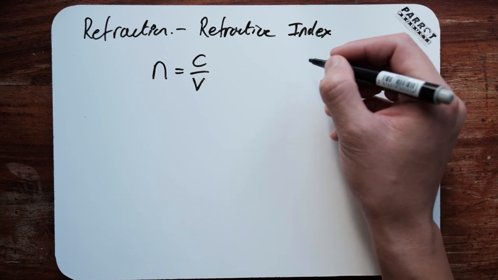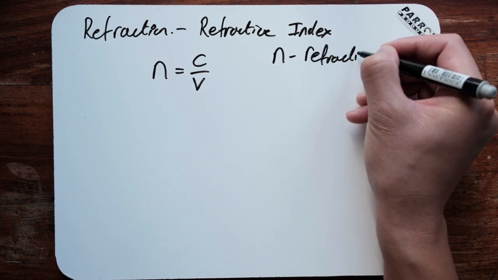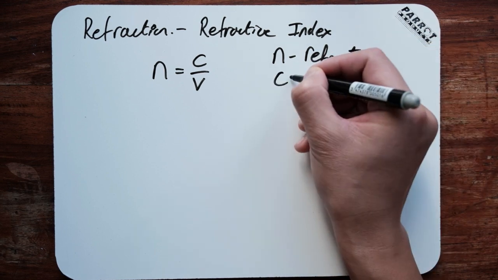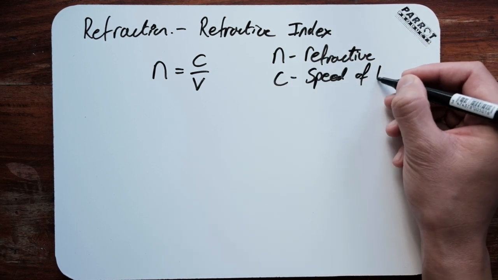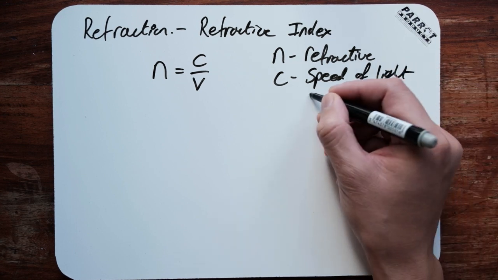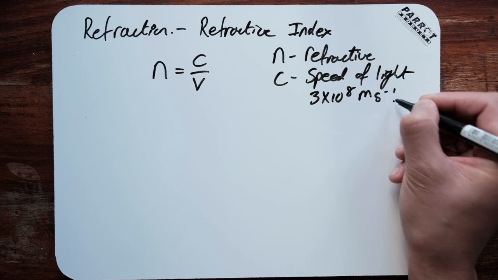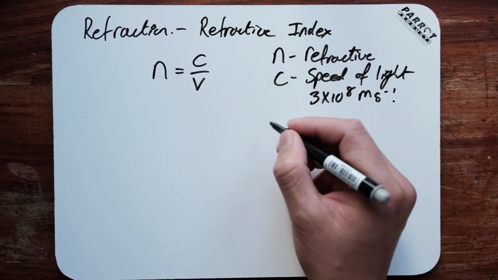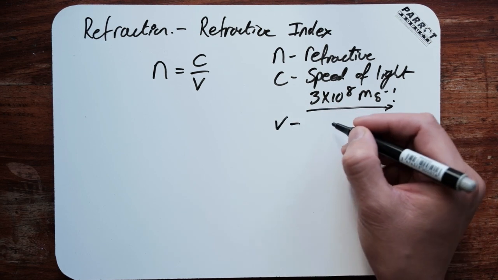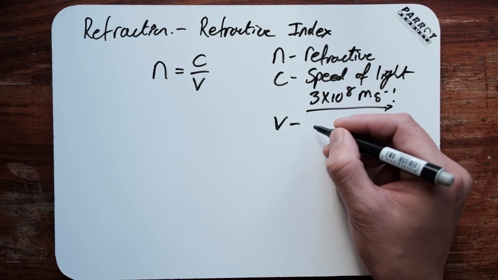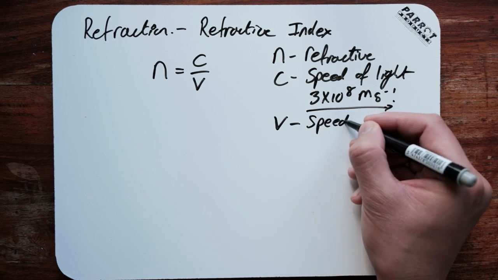Okay, now n is the refractive index. c is the speed of light in a vacuum. So the speed of light in a vacuum is 3 times 10 to the power of 8 meters per second. Remember, that is always going to be given to you at the back of your textbook in your test. And v is the velocity of light in the medium, or the speed of light in the medium.